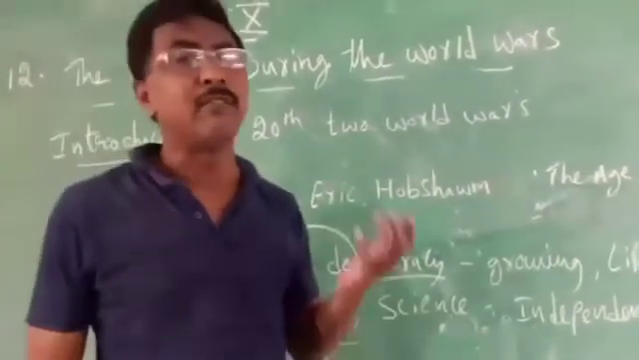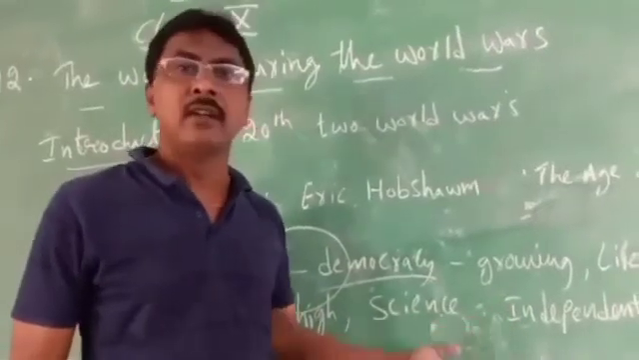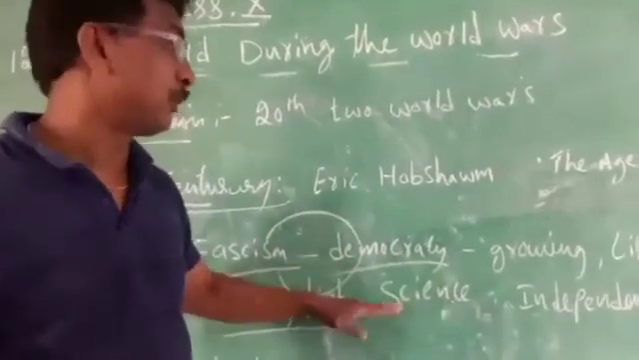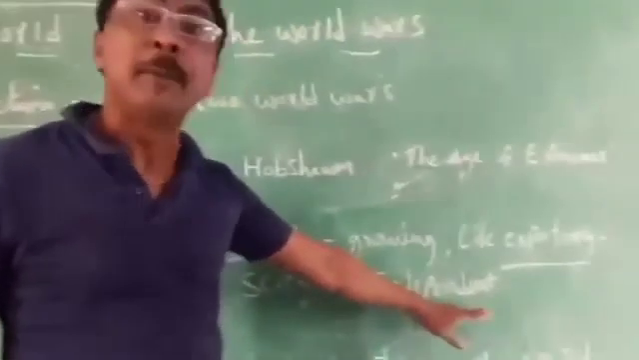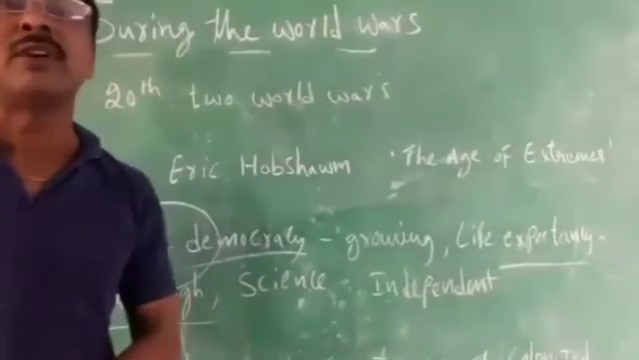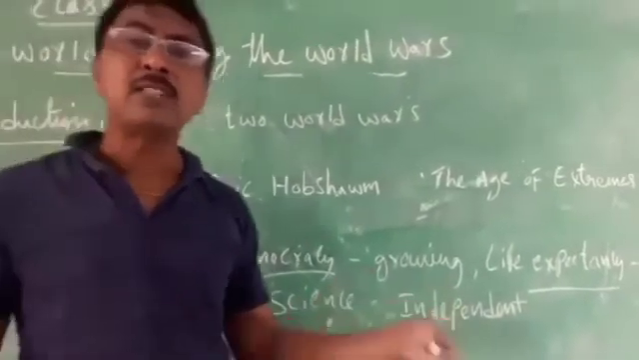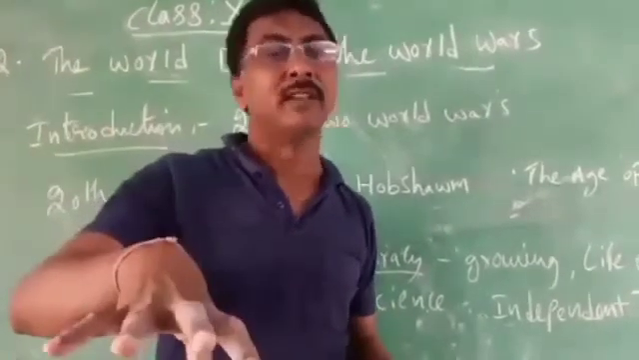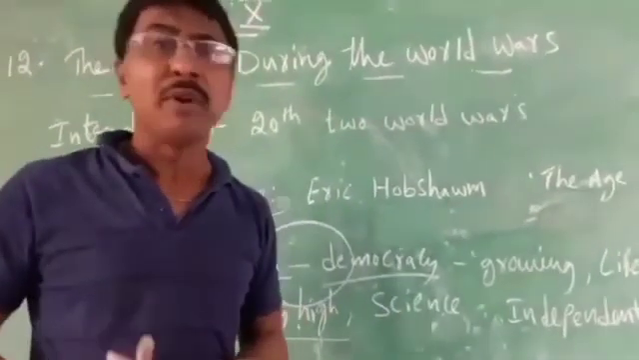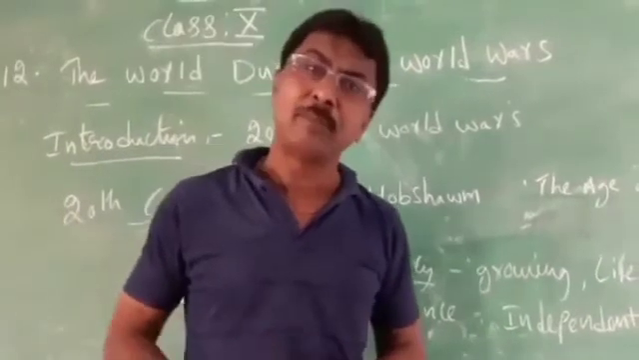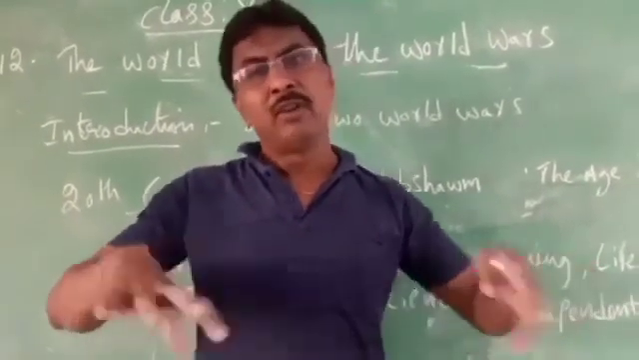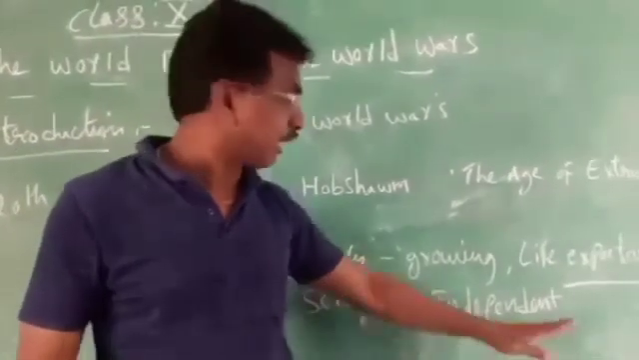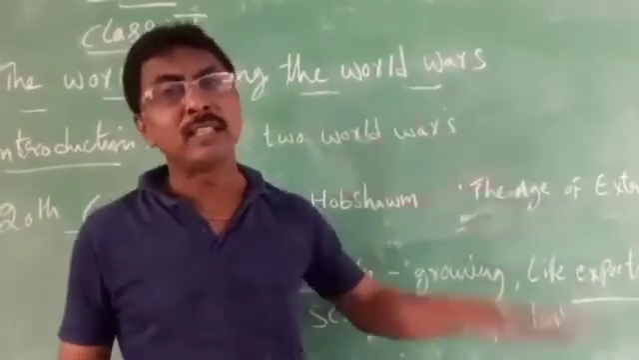Science and technology everywhere, a lot of scientists growing and a lot of technology. Science and technology developed in the 20th century, and a lot of countries became independent. In those days, some countries were ruled by kings and some countries were occupied by other countries. You know that our India was occupied by Britain, the England people, and because of some freedom fighters, we got independent. So some countries became independent in the 20th century.